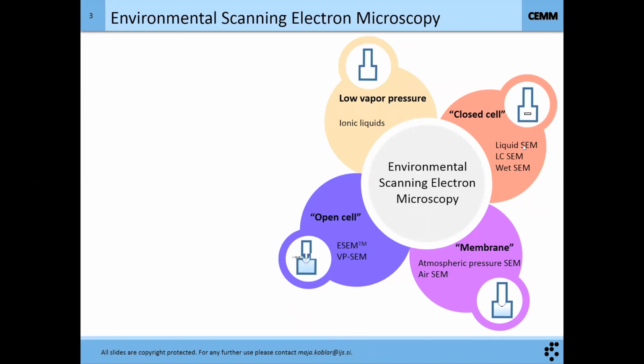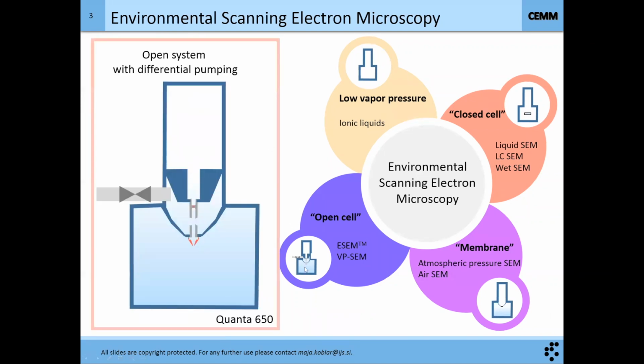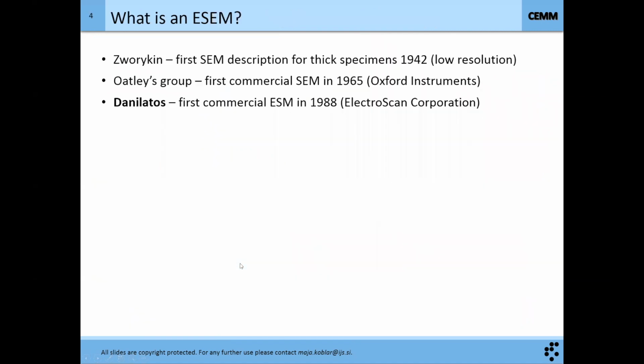You have different abbreviations: liquid SEM, liquid cell SEM, or wet SEM. Or you can use a special membrane that you insert below the pole piece, and you can image the native environment. This is sometimes called atmospheric pressure SEM or air SEM. As I explained, we have the open cell with differential pumping and special pressure limiting apertures, so we will go into details about this one.